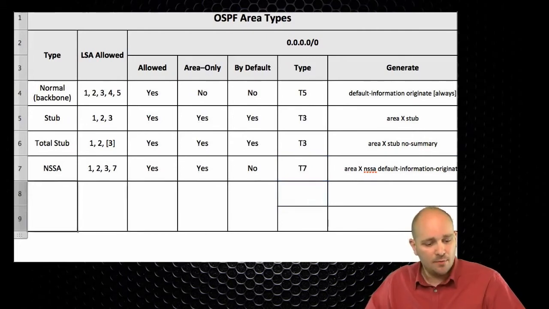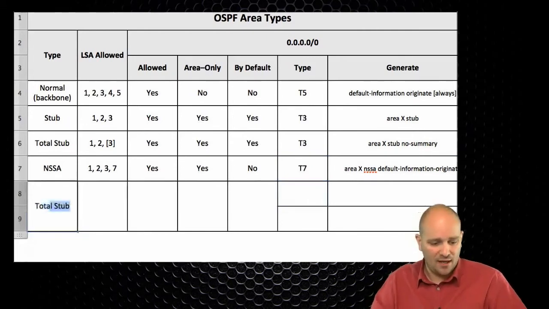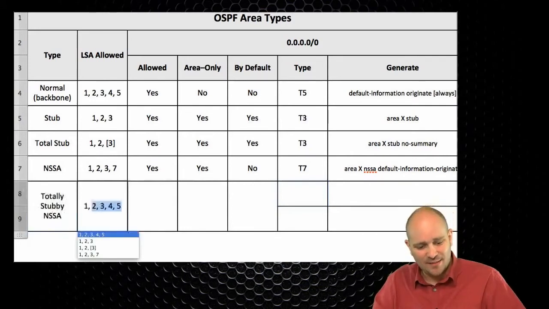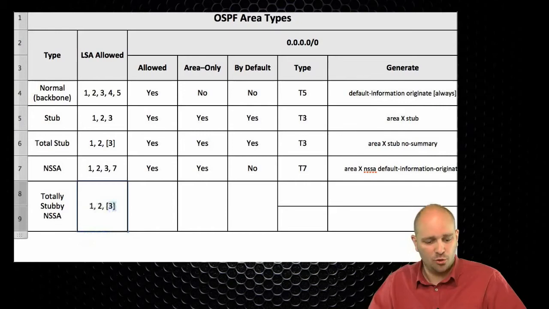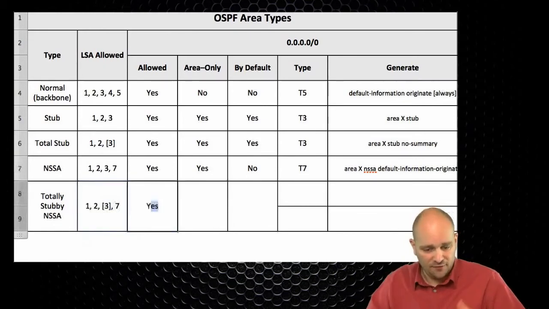And similarly to a total stub, we have a totally stubby, not so stubby area, so totally stubby NSSA. And similarly to the previous example, what we are allowing here are types 1, 2, 3, and 7. Now, the only type 3 that is being allowed is the default route. All others are being filtered. And the default route is allowed. It can be generated into the area, but in this case, it is actually injected by default.